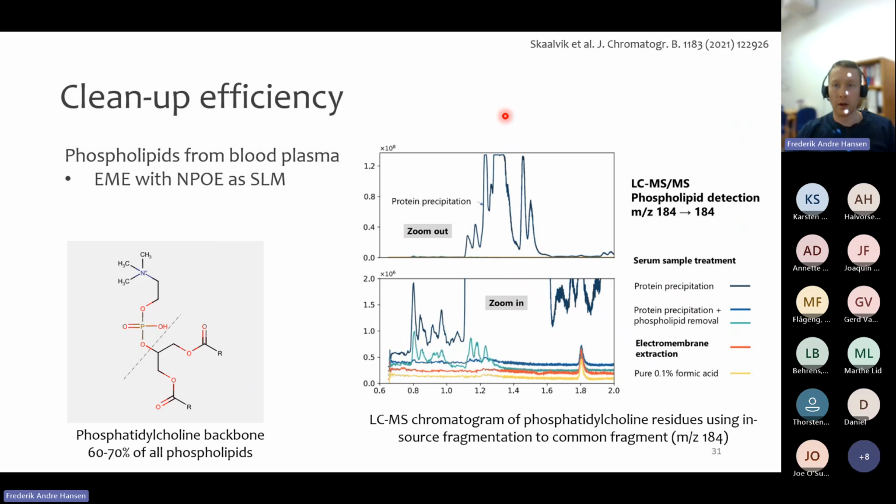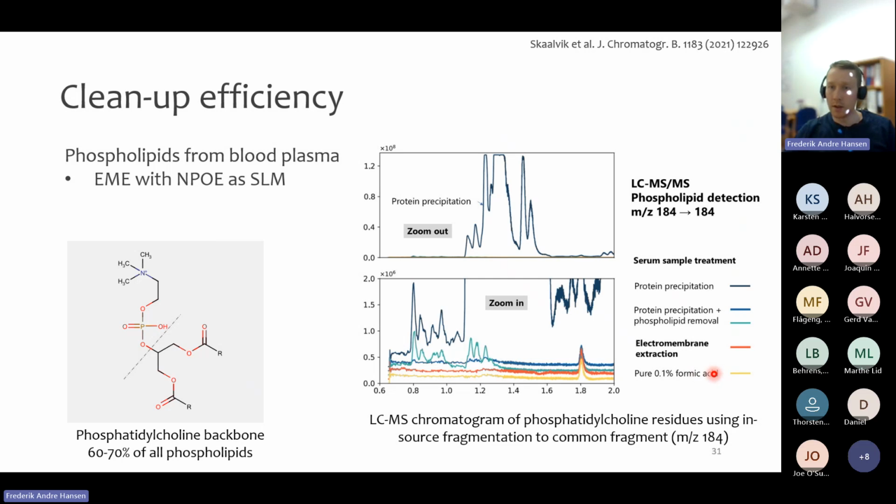Chromatograms you see here are then from LC-MS, where the top one is a protein precipitated sample that of course does not remove any phospholipids. So here you have huge signals. Then if we zoom about 100 times on the intensity axis, we have different curves. The red one is for electromembrane extraction extracts, which are completely free of phospholipids. We have one peak here, but that peak is also present in the blank.